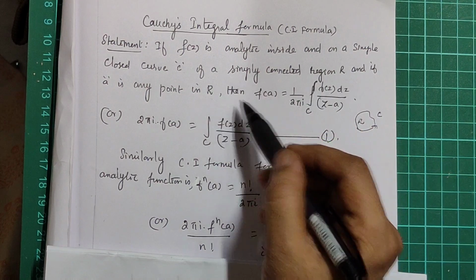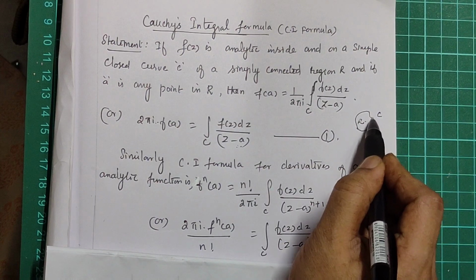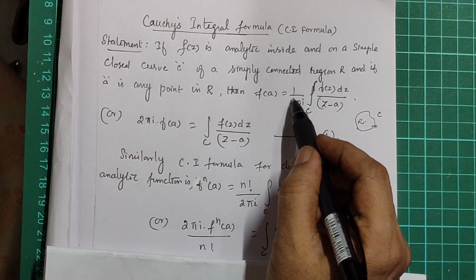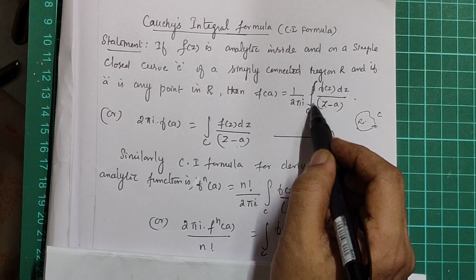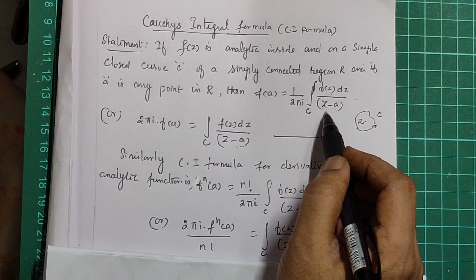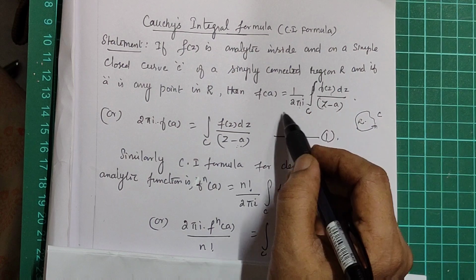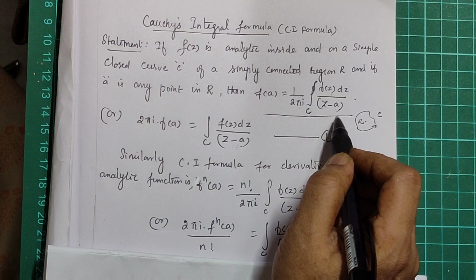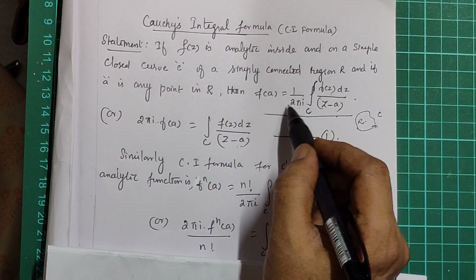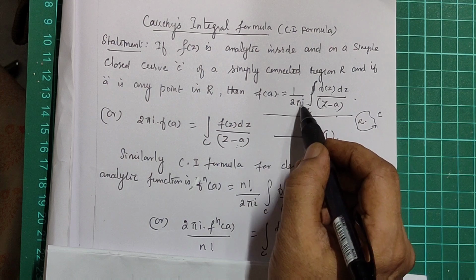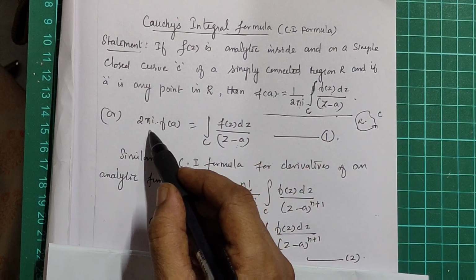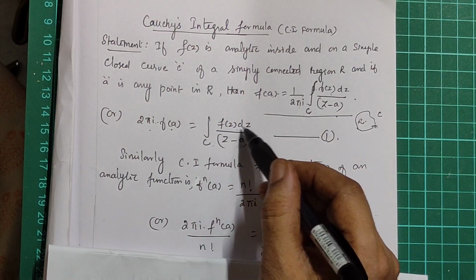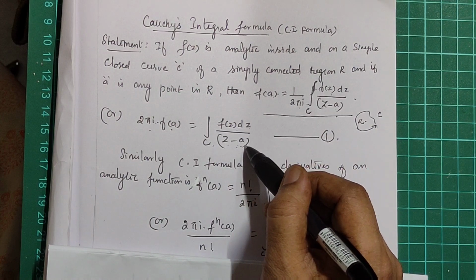Then A is a point, it should be inside or else it should be on the curve C. Then f of A is given by 1 by 2 pi i integral over C f of z dz divided by z minus A. So this is what we call as the Cauchy's integral formula. The same formula can be expressed as, taking 2 pi i to this place, 2 pi i into f of A is equal to integral over C f of z dz divided by z minus A.